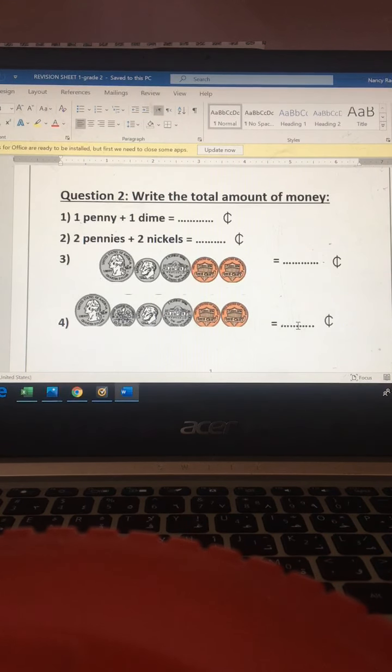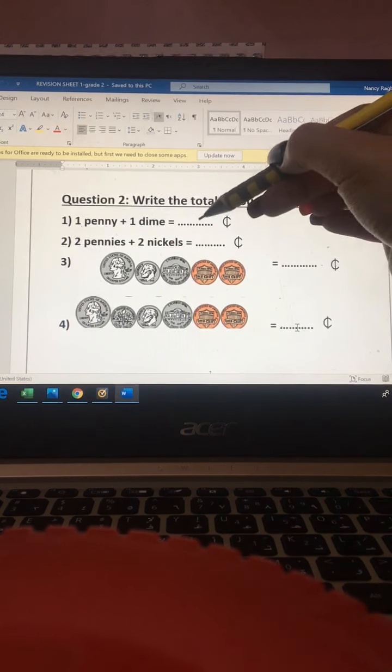Now let's move on to the next question. Write the total amount of money. Let's move on to the lesson of the money. Number 1, 1 penny and 1 dime. If I have 1 penny and 1 dime, 1 penny is equal to how many cents? If you remember, 1 penny is equal to 1 cent, and 1 dime is equal to 10 cents. So 1 plus 10 is equal to 11. So I have a total of 11 cents.